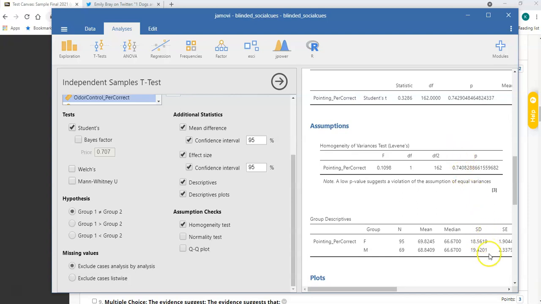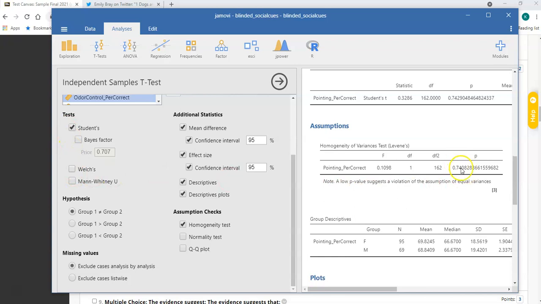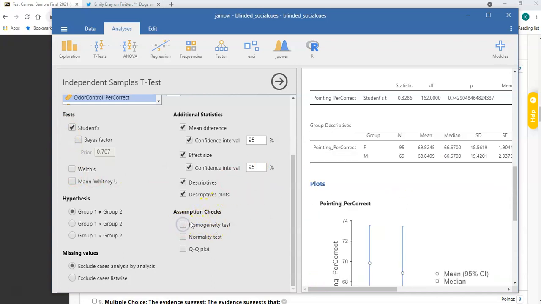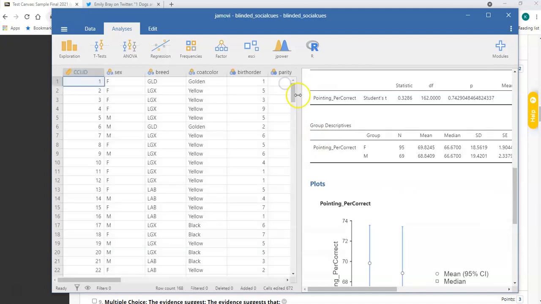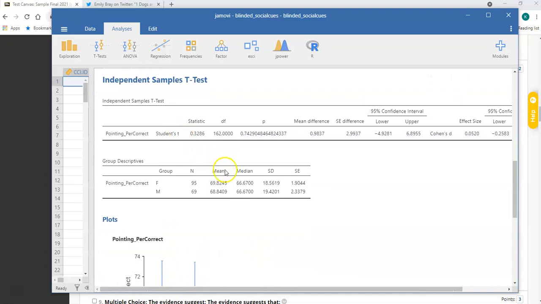It's clearly not the case here, but if it were, we might want to use a Welch's t-test instead. As you can see, they give you very similar answers anyway, but you never want to report both. Just pick one or the other, whichever is best based on this. So just to get this out of here, because we don't need it anymore, I'm going to uncheck that. And now we have everything that we need for the independent t-test question.